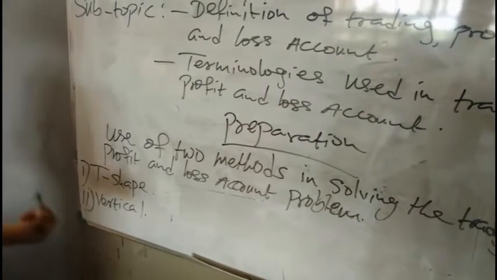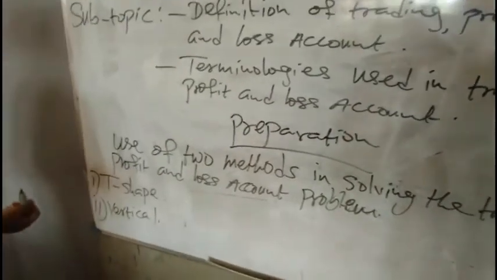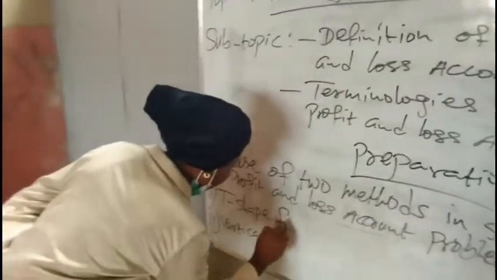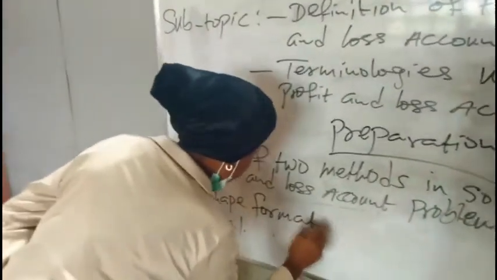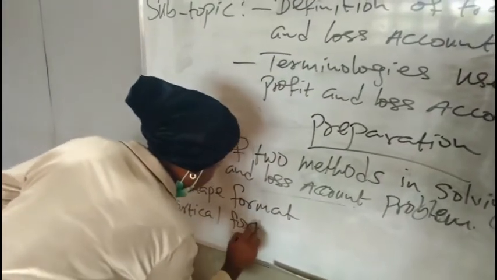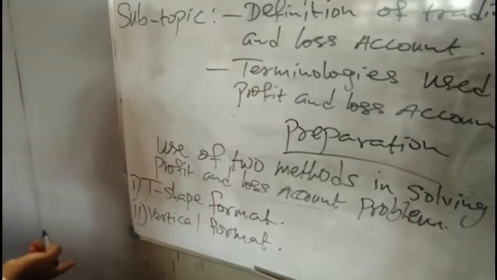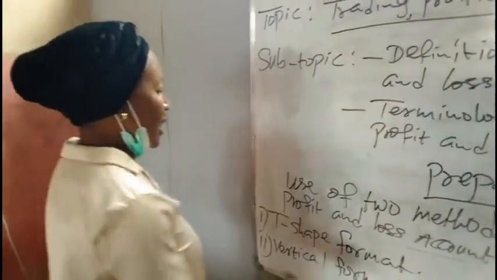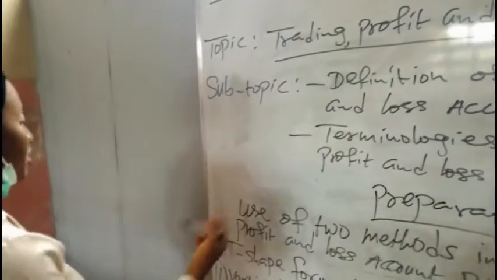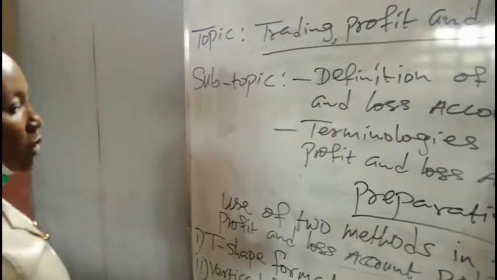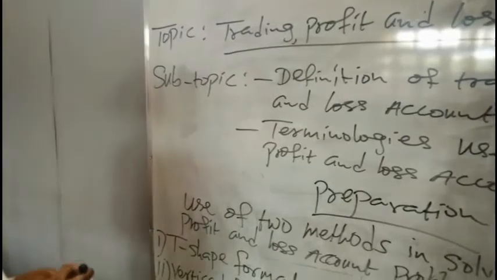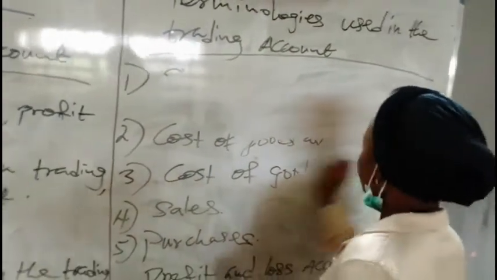I know using the T-shaped format will be easier for students to understand, even though the vertical format can also be used by students. Just that most students like using the T-shaped format because calculation can easily be made in the trading profit and loss account. Now, let me show you the format of preparing the trading profit and loss account.